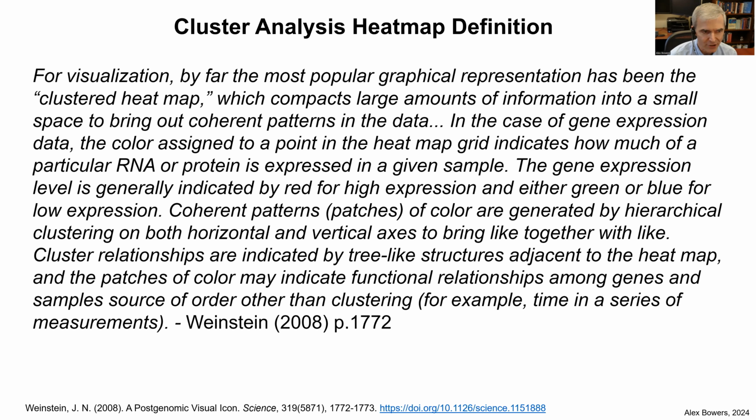Coherent patterns, patches of color, are generated by hierarchical clustering on both horizontal and vertical axes to bring together like with like. Cluster relationships are indicated by tree-like structures adjacent to the heat map. And the patches of color may indicate functional relationships among genes and sample sources of order other than clustering, for example, in a time series of measurements. So you saw that on the x-axis in the 2010 paper. I ordered the x-axis by time and then by core subjects. I could just as easily have clustered both the rows and the columns, and I'll show you an example of that in a future video.